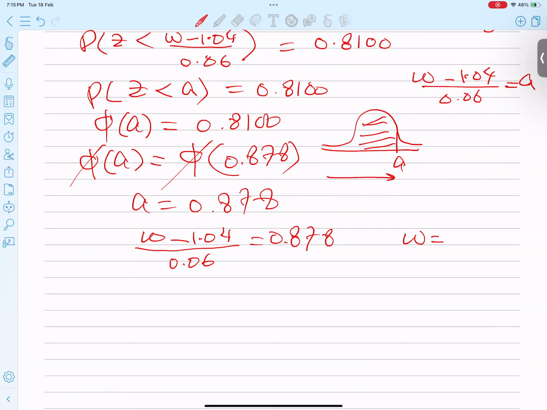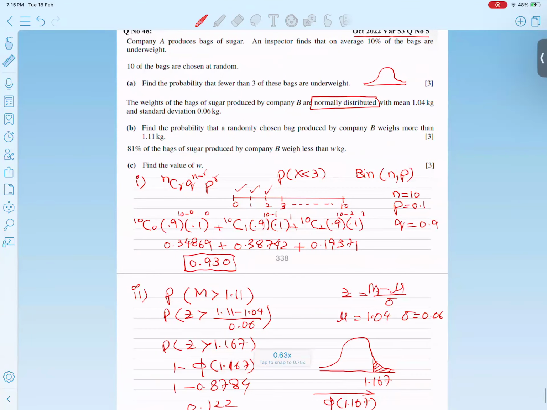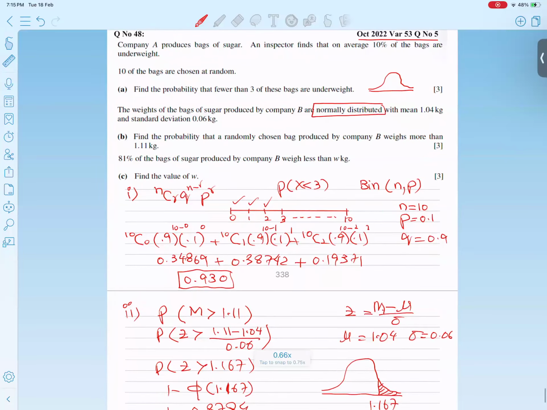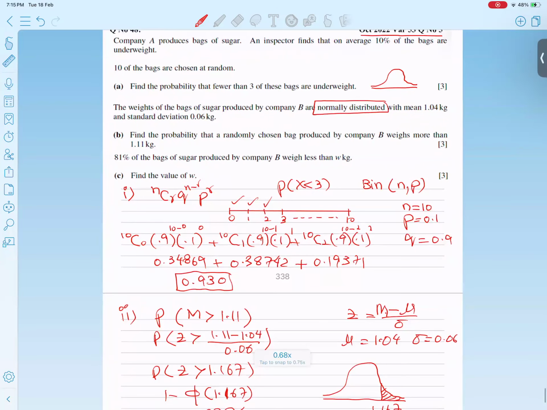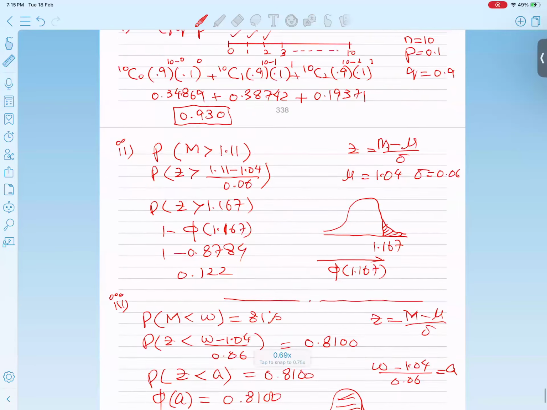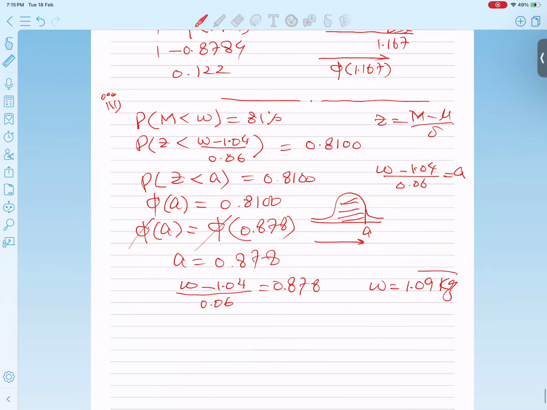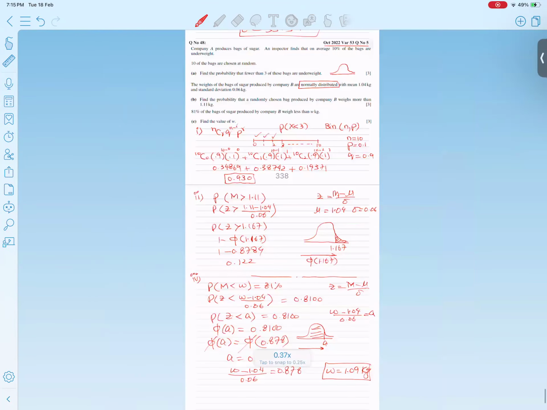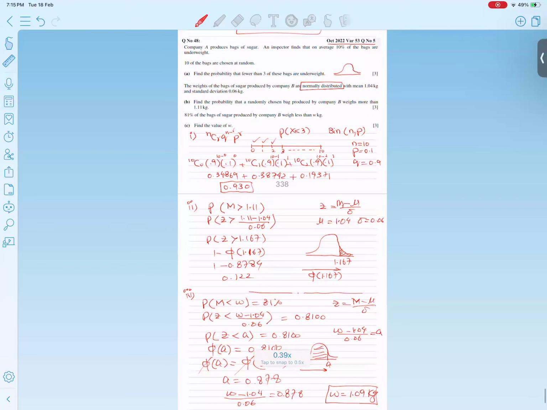So the final answer, if I check it now, is coming 1.09 kilograms. Let me check, is it kilograms or what? Yes, it is coming kilograms, correct. So we have done it, Alhamdulillah Rabbil Alameen, and the question is completely over.